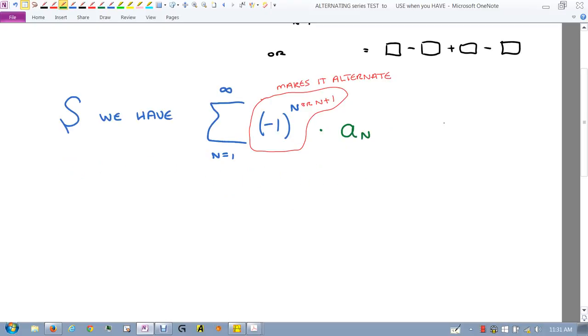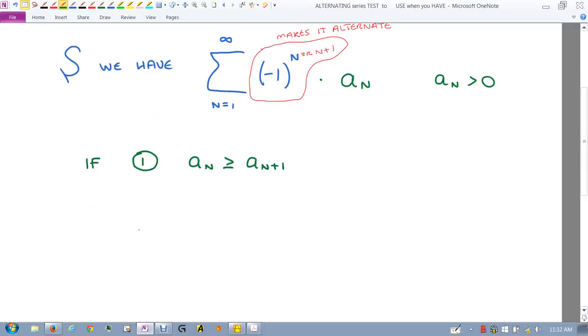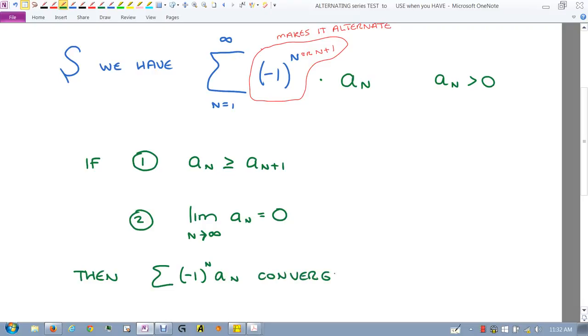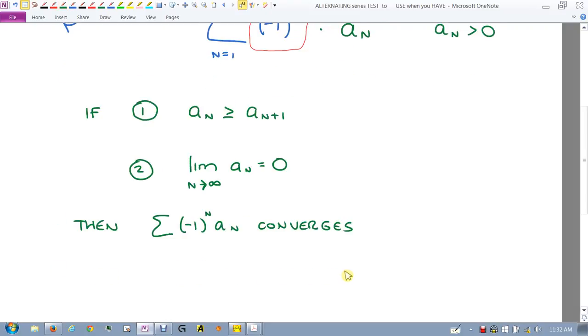Okay, so suppose we have this, and that would mean that the A sub n that we have there would have to be positive. This piece was positive. This part's the alternating part. Then if 1, A sub n is bigger than or equal to A sub n plus 1, and 2, the limit as n goes to infinity of A sub n equals 0, then the series converges. And on this part 1 here, you can put eventually.